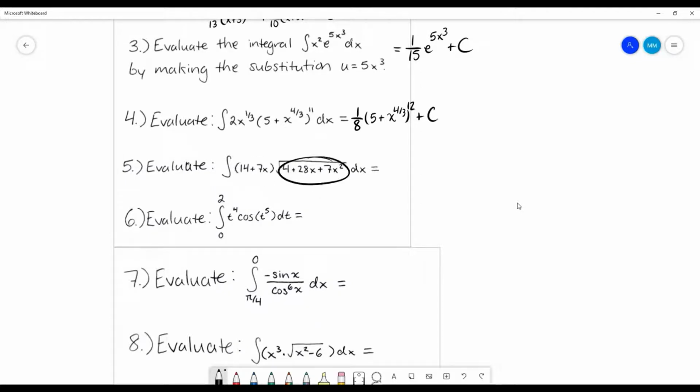Number 5 is a little different. Looking at this, I see some similar values here, so I'm just going to try out using this interior as my u value. So if I use u equals, I'm just going to rearrange these to be in standard form. Then my du is going to be 14x plus 28, which isn't quite this over here, but I can see pretty quickly that that can be manipulated into being that, right? Because 14 plus 7x is just the same as this divided by 2. So if I divide both sides by 2, I get 1/2 du equals this divided by 2, I get that. And now I can plug everything in.